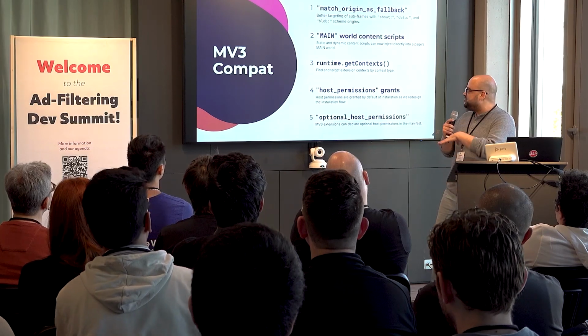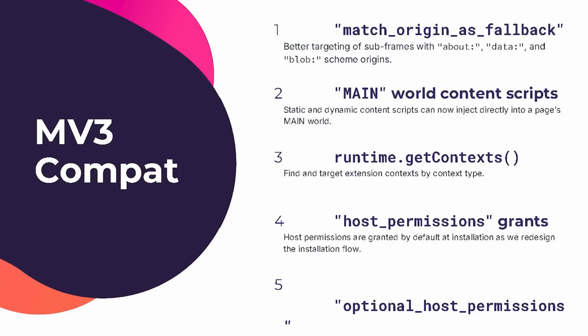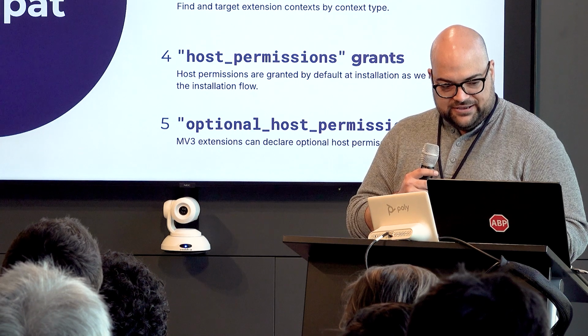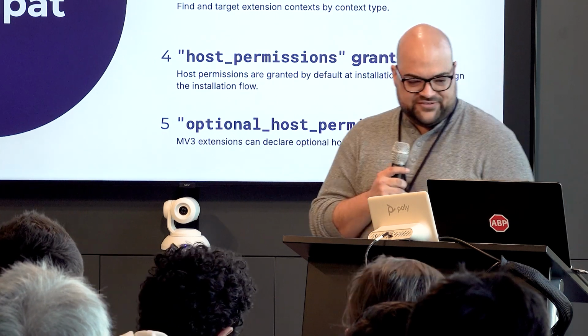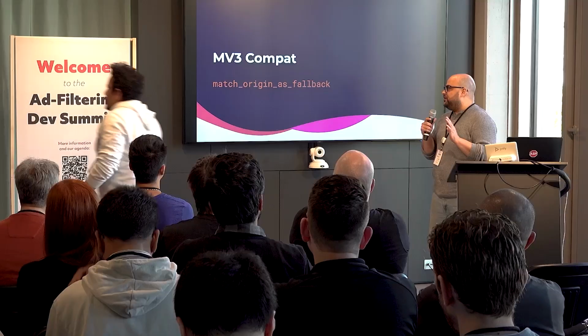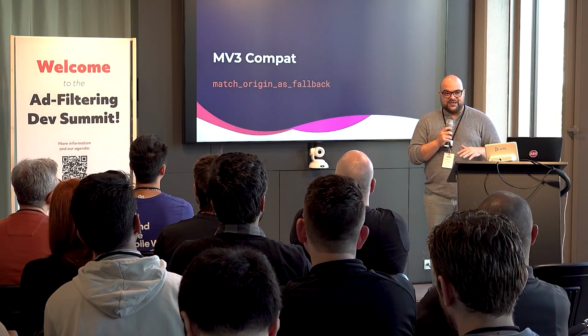We're going to dive into all of these in more detail, talking about match origin as fallback, main world content script injection, runtime get contexts, host permission grants, changes in Firefox, and optional host permissions. There's plenty more after this, but these are going to be specifically the Manifest v3 compatibility things that we've been working on. So first up, match origin as fallback.